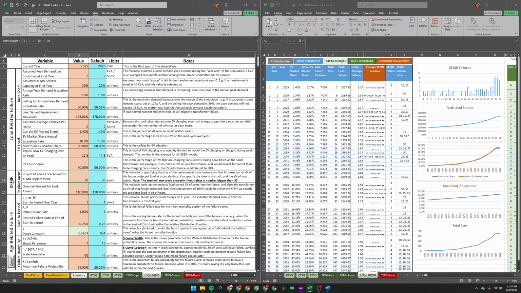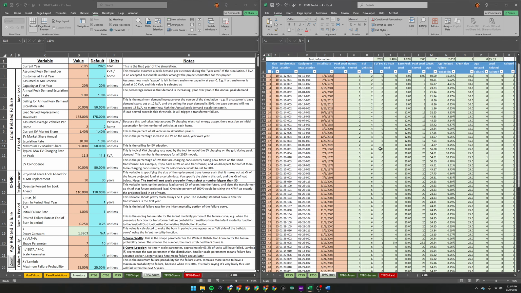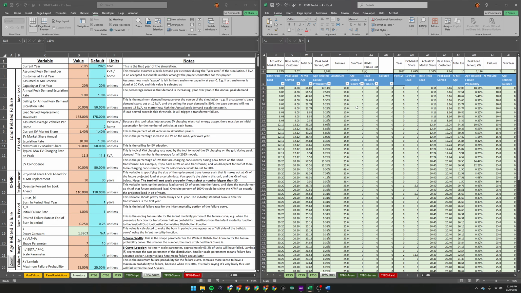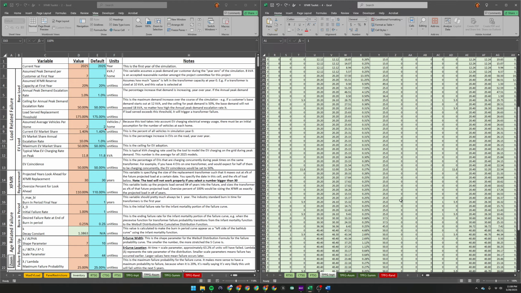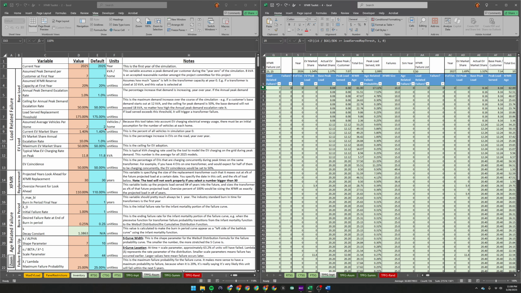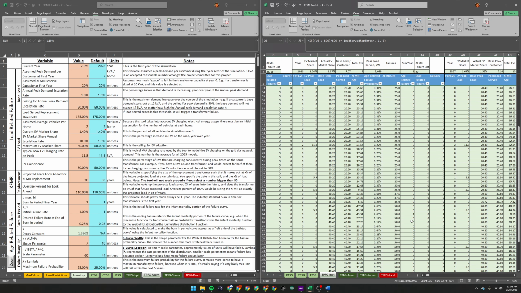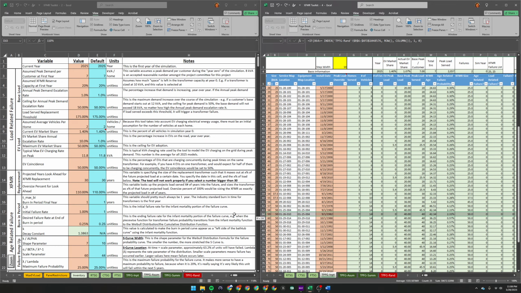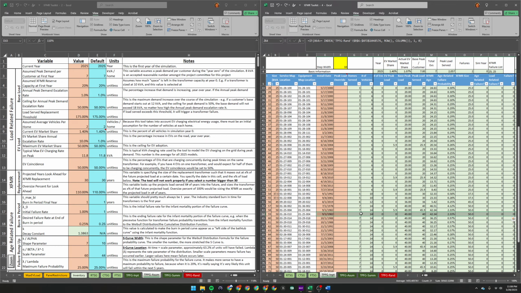Moving on, I do want to get into this transformer replacement section. So this is an interesting one. Let's go to the input here and find a year where we had some failures. The second year we had one failure. It's right here. Looks like it was an age-related failure, so this must have been a very old transformer. Let's see how old it was. Yeah, in the 80s. Pretty old.